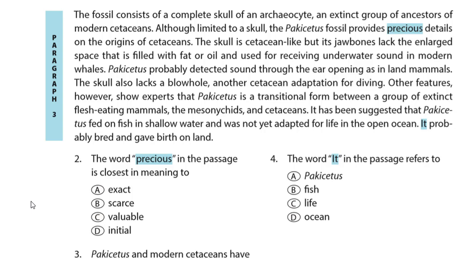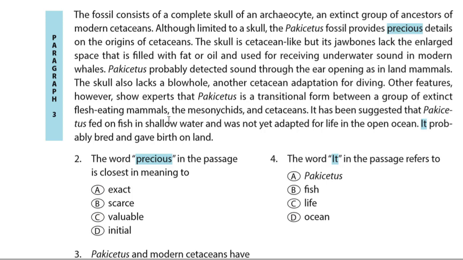Okay guys, now we have 2 scenarios. The first is that we know this word, then we could solve this question easily. If you know this word, you only try to cancel the wrong answers and pick the right one. You don't need to go back to the text. You need to save your time.